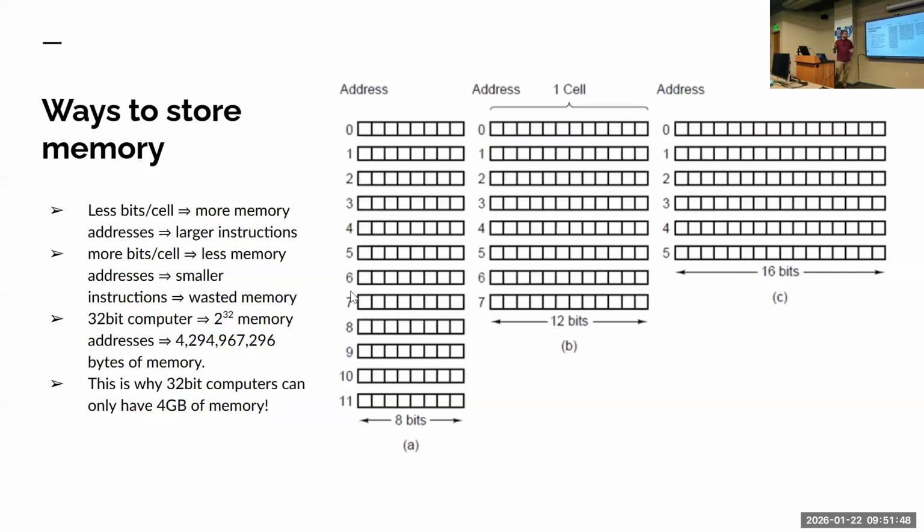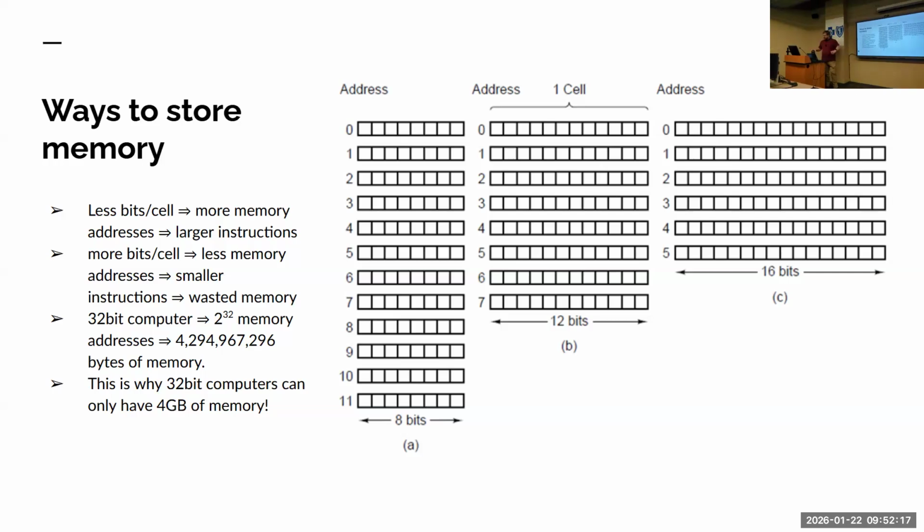So here's an example. Each of these memories has the same amount of memory. Here's 12 addresses that are each 8 bits. So that's 96 bits worth of memory, right? Here are 8 addresses that are 12 bits. Again, 96 bits worth of memory. And here are 6 addresses with 16 bits. Again, 96 bits worth of memory.